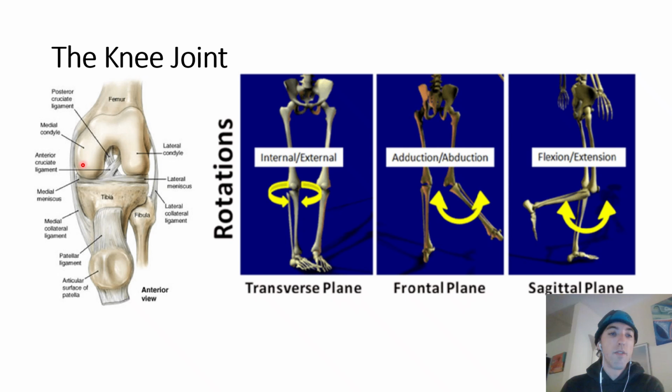We also have the MCL, which is part of the ski conversation, and this is preventing this medial side from opening up, basically. It allows some movement, obviously, but it prevents it from totally falling apart when it's in an abducted position, as we'll talk about in a moment.